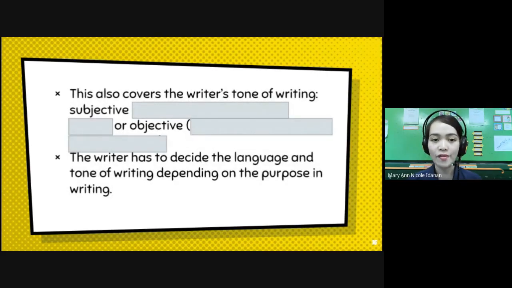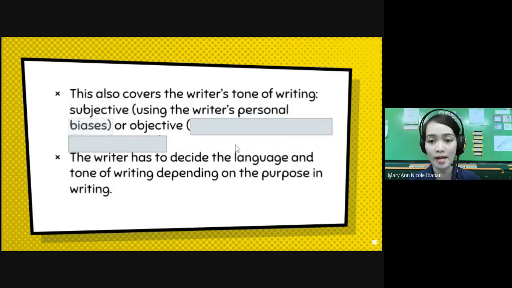Okay, so I have covered there the two tones of writing, or the definition of those, because I have already discussed this with you. So this is just a self-evaluation if you are able to distinguish the difference between the two. So this also covers the writer's tone of writing. So when we say subjective, what is subjective? Okay, so that is using the writer's personal biases.